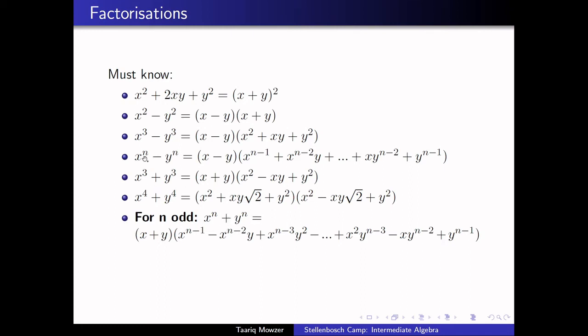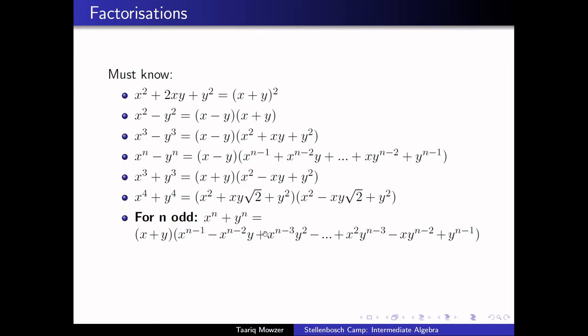So we have a formula here for x^n minus y^n for all n. This works always. But this formula only works when n is odd, and I'll tell you why just after I read this. So we get x^n plus y^n equals x plus y times x^(n-1) minus x^(n-2)y, and then a similar thing will happen here that happened here.